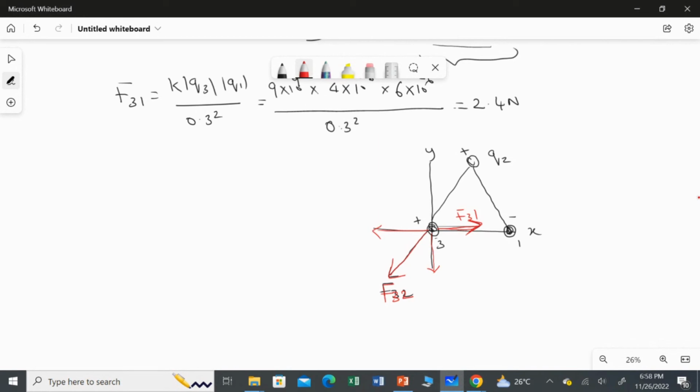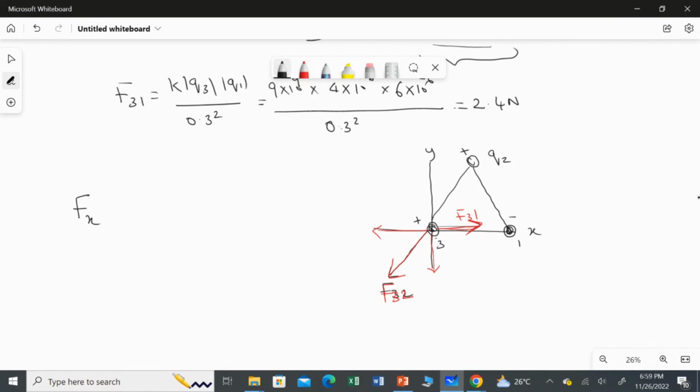So we have to take this. Understand? The most important thing, it's very, very important. We have to see the direction. Now, for getting the value of x component, I'm going to change the color. So what is our x component?